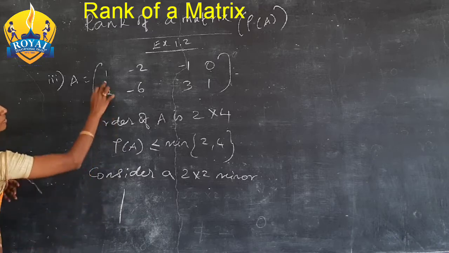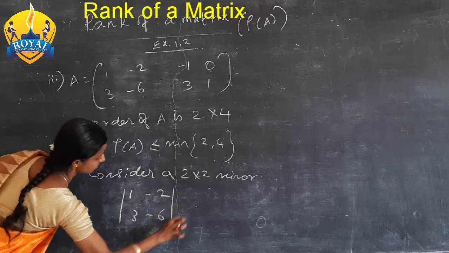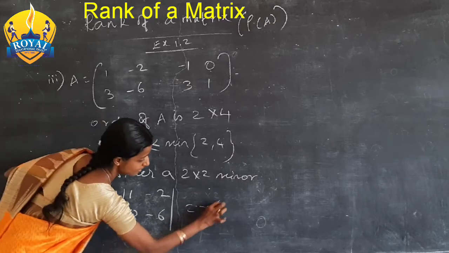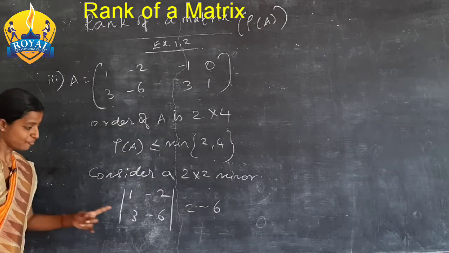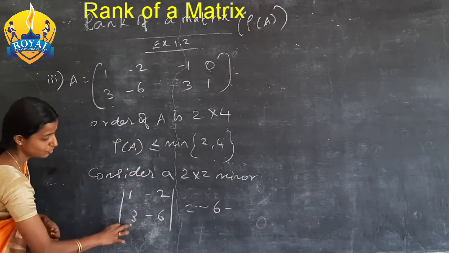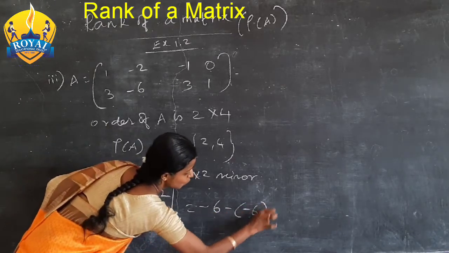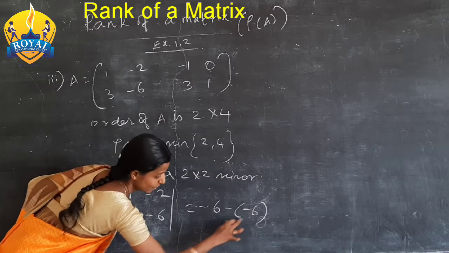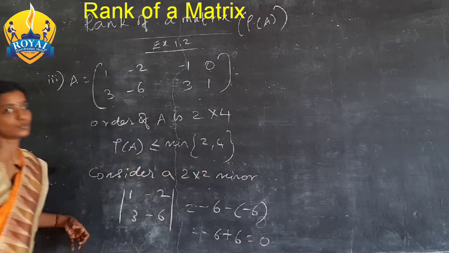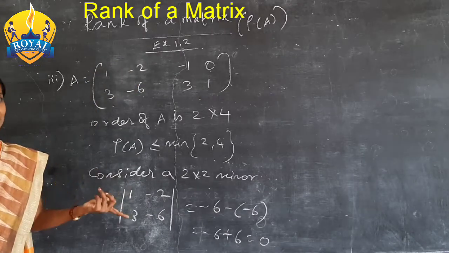If I consider [1, -2; 3, -6], what happens here? 1 into minus 6 is minus 6. If I go in the reverse order, I have already a negative. Now 3 into minus 2 becomes minus 6. So minus 6 minus of minus 6, that is minus 6 plus 6, equal to 0. So my first 2 cross 2 minor vanishes.